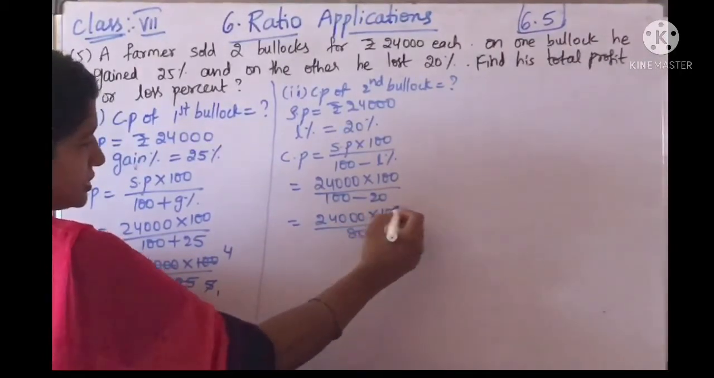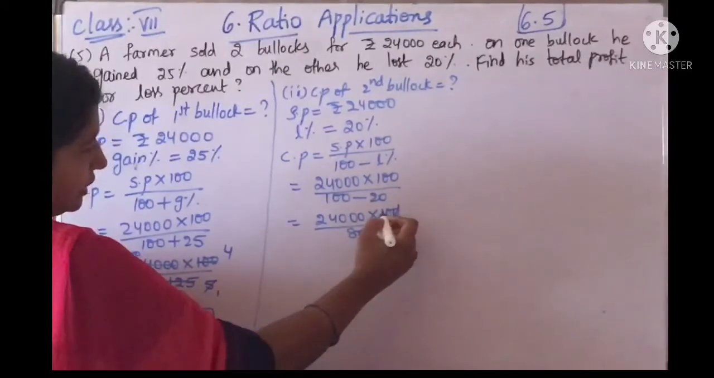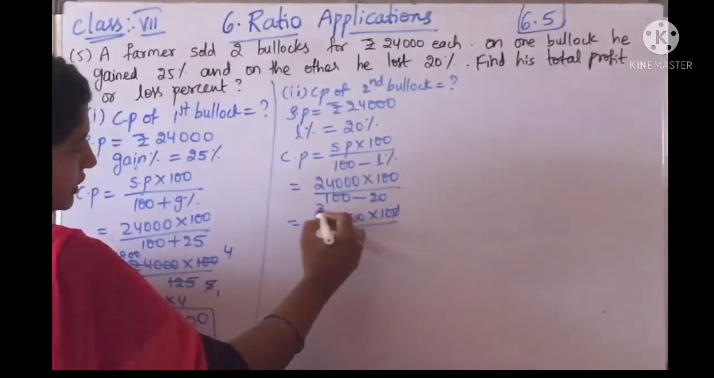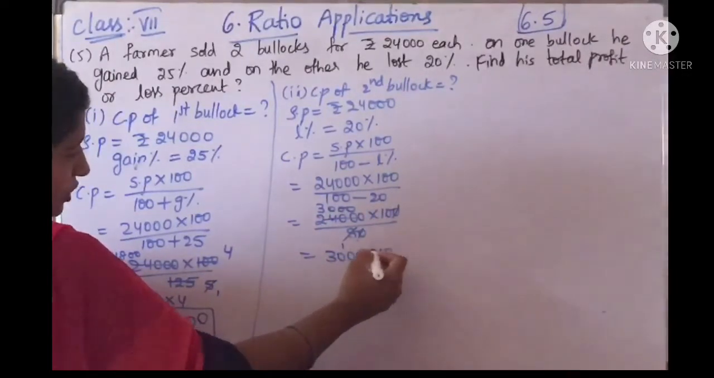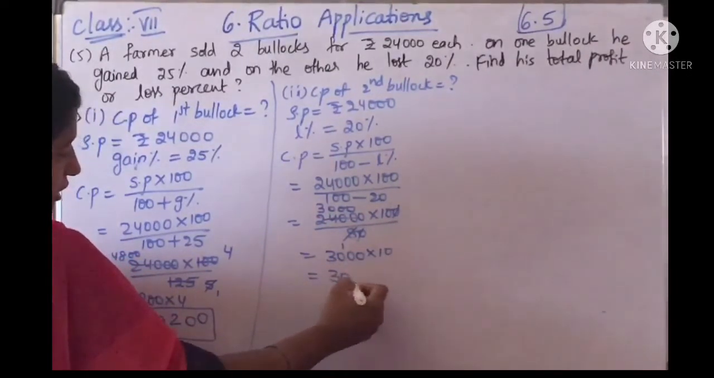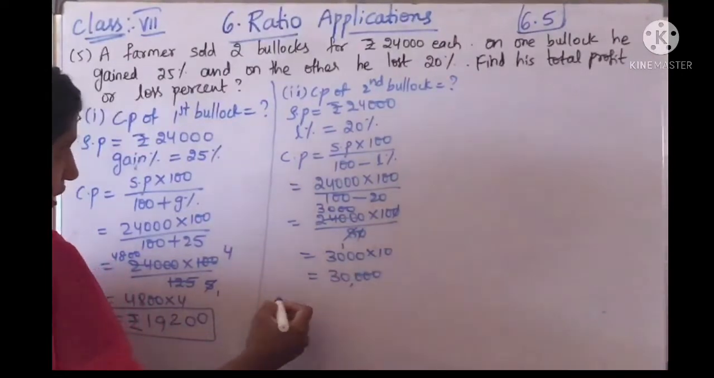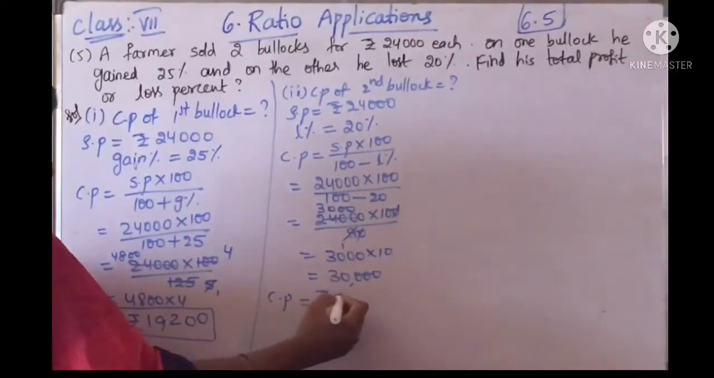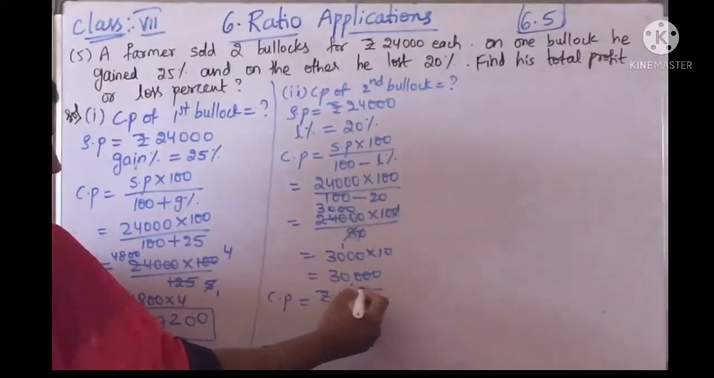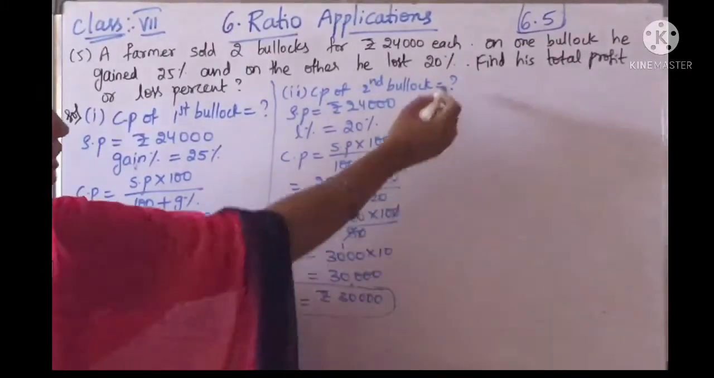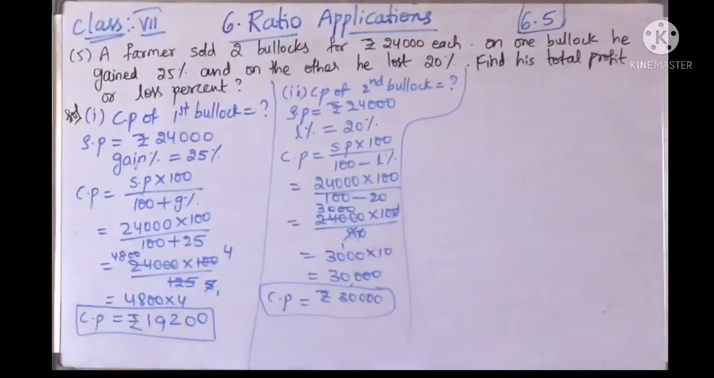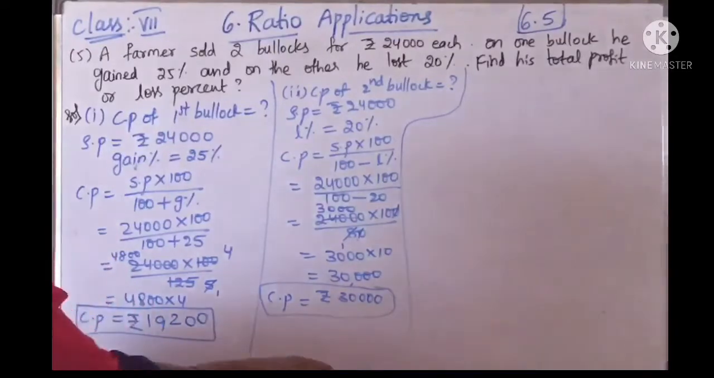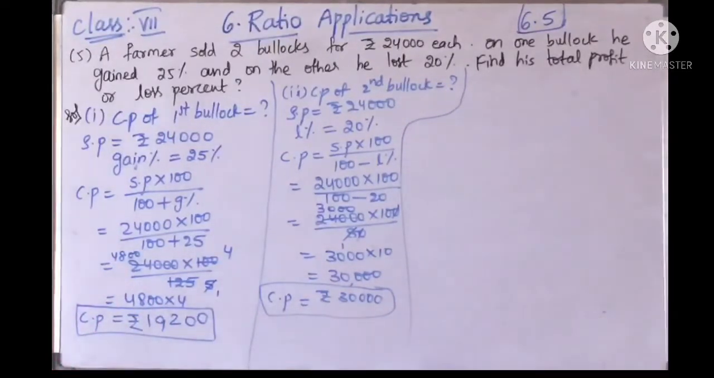So here the 0 gets cancelled. 8 ones are 8, 8 threes are 24. That is 3,000 into 10, which is nothing but 30,000. Okay. So what is the CP of the second bullock? 30,000. So finally we got the CP of the 2 bullocks, and the SP of the 2 bullocks they have already given in the question. So based on the CP and SP we will find whether he got a profit or loss.